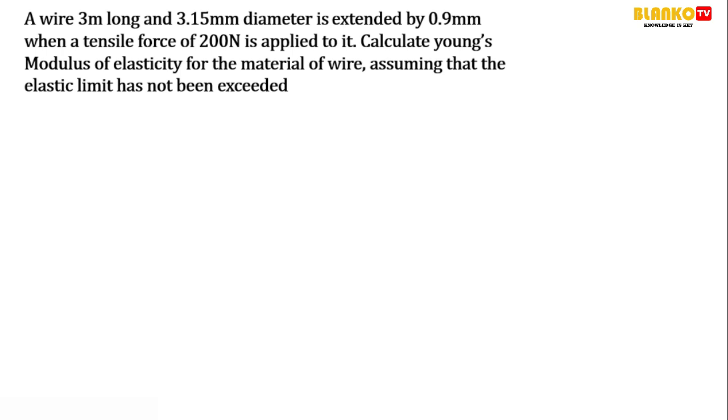So the question is, a wire 3 meters long and 3.15 millimeters diameter is extended by 0.9 millimeters when a tensile force of 200 newtons is applied to it. Calculate Young's modulus of elasticity for the material of wire, assuming that the elastic limit has not been exceeded.